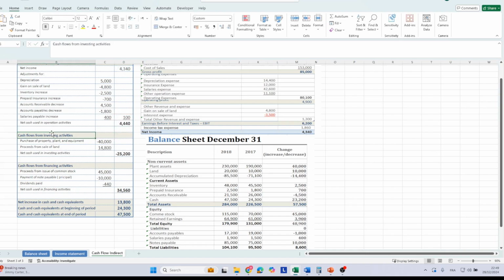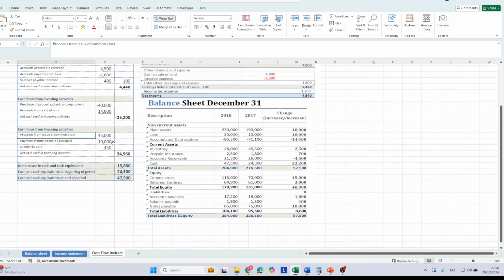Now we have investing activity. We get the value from property, plant and equipment, the same as in the cash flow statement, 40,000. Because there is an increase, we put it in minus. Then proceeds from sales of land. This is information that we get from the finance department in the note, and we need to add this value. Then we have cash flow from financing activities.